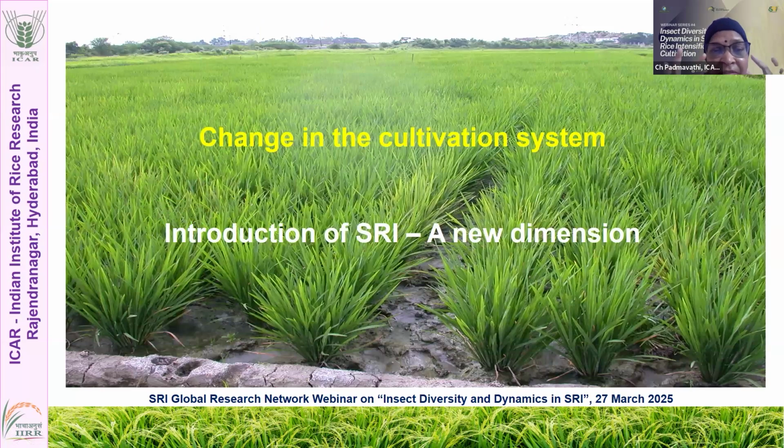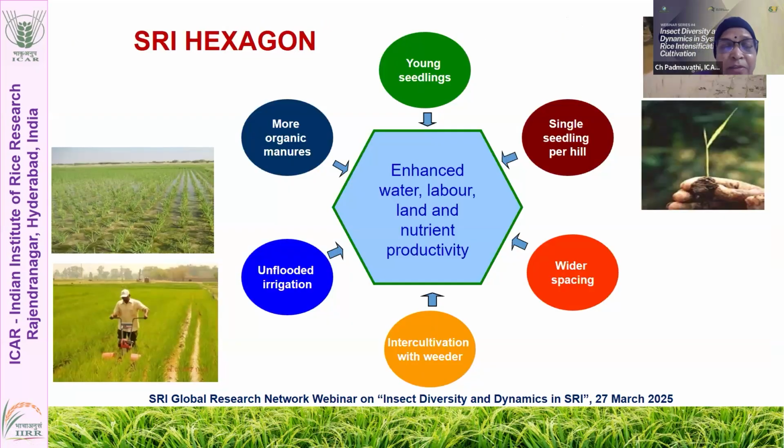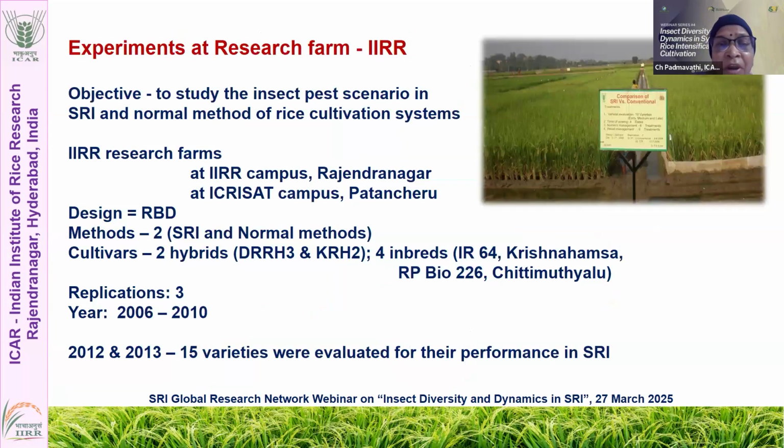Now we'll see how the introduction of SRI as a cultivation system has impacted pest incidence. We know that there are 6 principles of SRI. I will not go deep into these principles now, but in the end we will discuss the SRI principles vis-a-vis the IPM practices. Now, directly we'll go to the experiments that we conducted at the research farms, both at the IIRR campus and also at the ICRISAT campus.